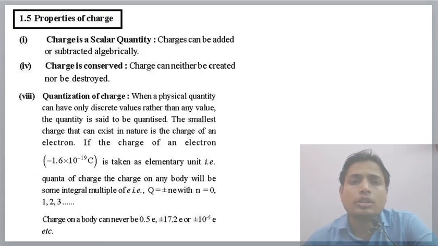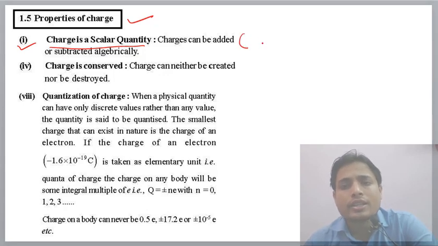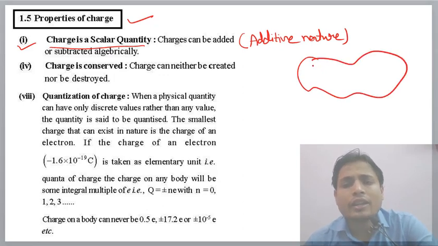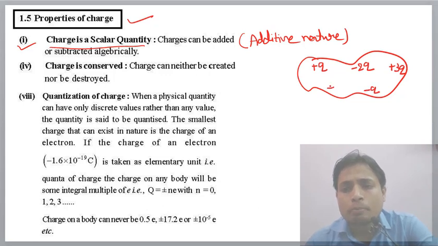So now the next topic is properties of charge. The first property is that charge is a scalar quantity and it has additive nature. Additive nature means suppose there is any body, and there are lots of charges like plus Q, minus 2Q, plus 3Q, minus Q, plus Q, and so on.